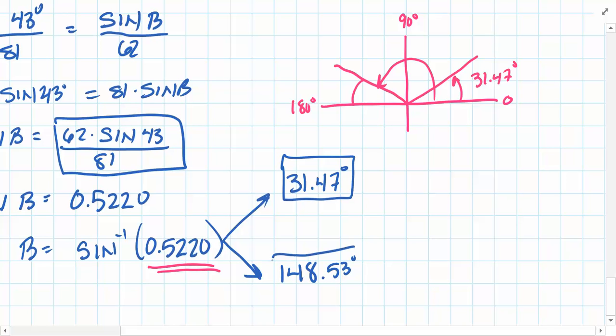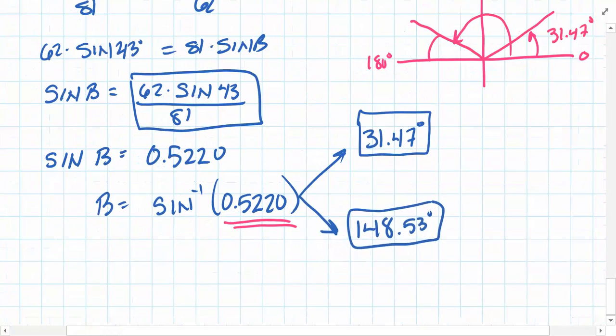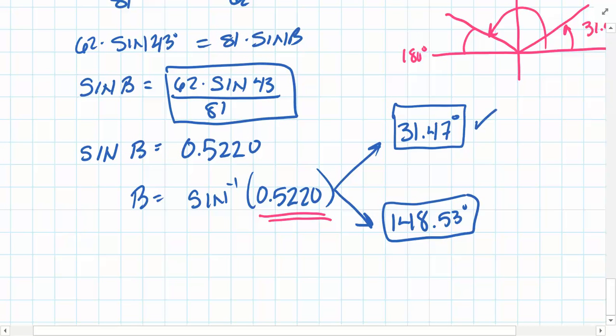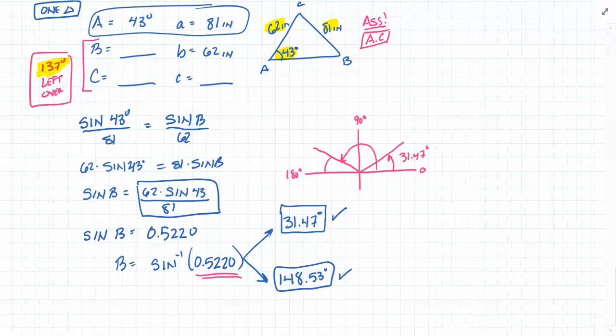148.53. Now your calculator will only give you one of them, but, ladies and gentlemen, there are two angles: the first one in quadrant 1, the second one in quadrant 2, whose sine is that ratio of 0.5220 when you simplify. Very good. Now this is where we go back to how much we have left over.